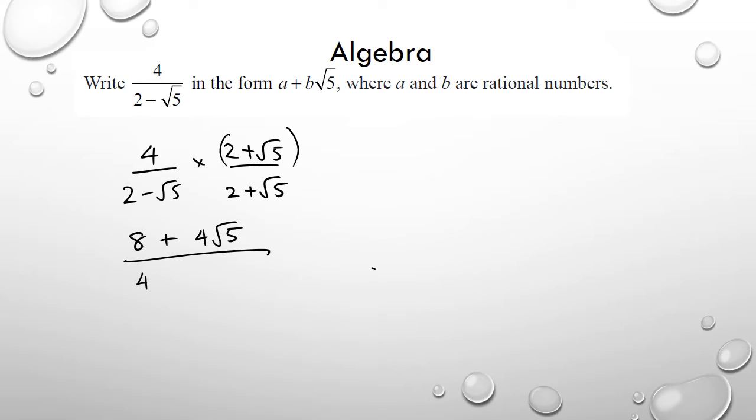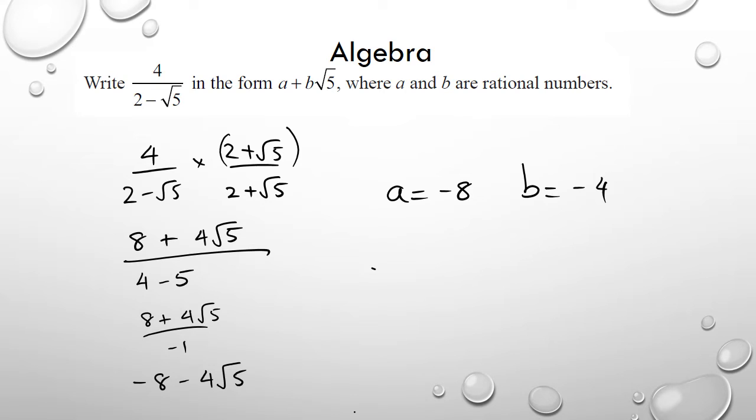So I'm going to get 4, 8. Even the top isn't minus? Where? 4 times 2, 8. Yeah. Yep, so I have 8 plus 4 root 5 divided by negative 1, which equals negative 8 minus 4 root 5. Therefore, A is equal to negative 8, B is equal to negative 4.